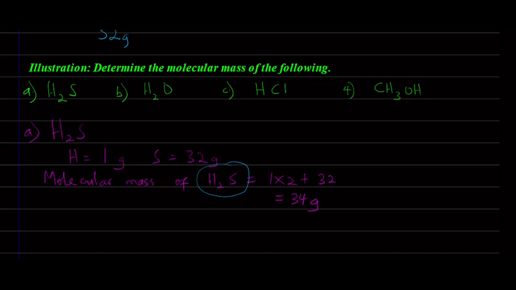And we said we can obtain the molecular mass of any molecule by adding the atomic masses together. So let's look at another example. Let's consider the third example, that is HCl. To get the molecular mass, we said we need to add the atomic masses together. The atomic mass of hydrogen is 1, while the atomic mass of chlorine is 35.5, and that will give us 36.5 gram.